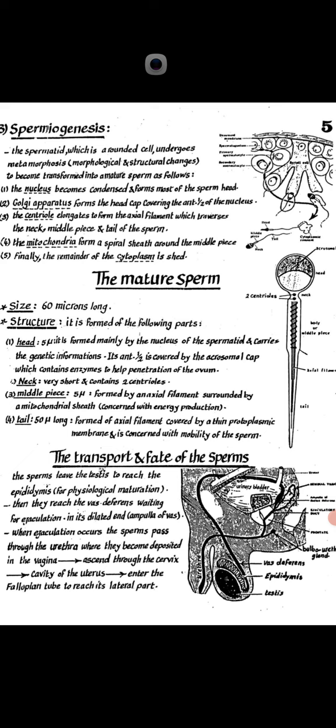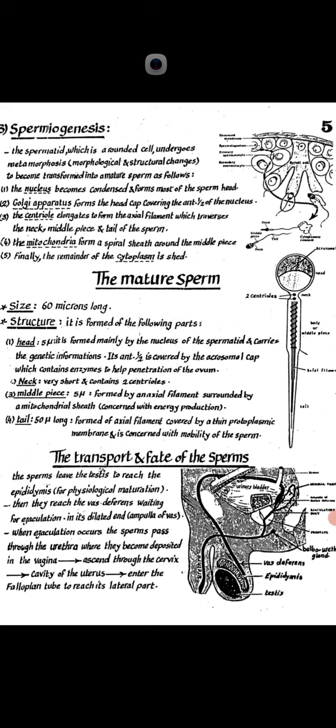And the fourth part is the tail, which is 50 micron long, formed of the axial filament, same as the middle piece, but here it is not covered by a mitochondrial sheath; it is covered by a thin protoplasmic membrane, and is concerned with motility of the sperm. Middle piece: energy production. Tail: motility of the sperm. Head: genetic information and acrosomal enzyme.